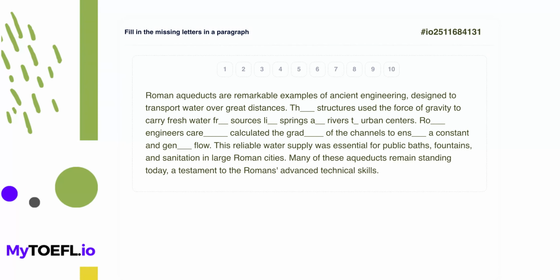Hello! Today we will solve a question from the TOEFL reading section. We will practice completing missing letters and finding the correct word. Welcome back to our reading practice series. In this lesson, we are going to tackle a paragraph about ancient history to sharpen your ability to identify missing words based on context and grammar. Let's jump right in and improve your score together.